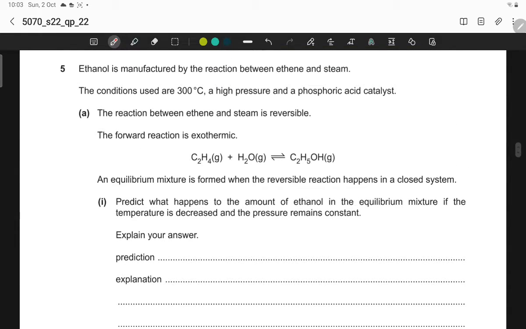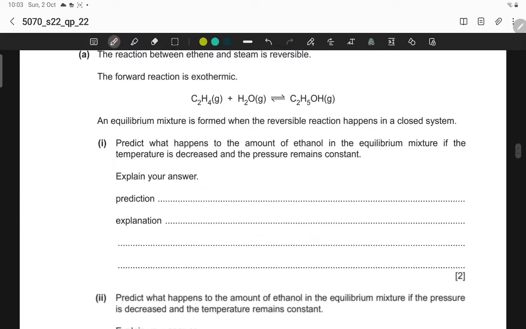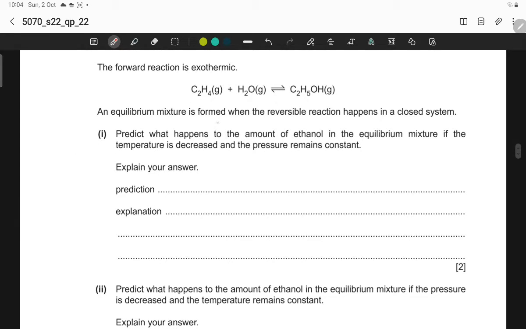Question number 5. Ethanol is manufactured by the reaction between ethene and steam. The conditions used are 300 degrees centigrade, high pressure and phosphoric acid catalyst. The reaction is reversible and the forward reaction is exothermic. An equilibrium mixture is formed when a reversible reaction happens in a closed system. Predict what happens to the amount of ethanol in the equilibrium mixture if the temperature is decreased and pressure remains constant.